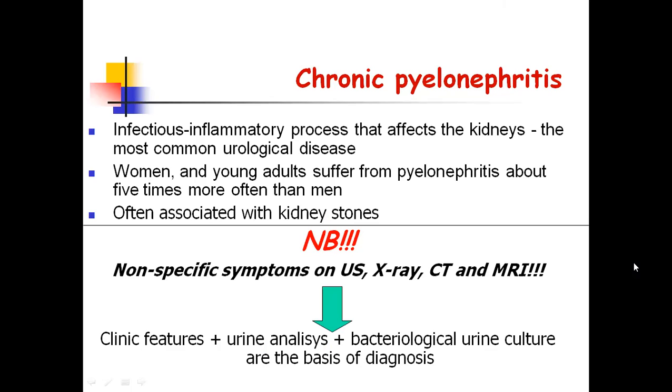Let's observe some of the more frequent pathologies of the urinary system briefly. First, chronic pyelonephritis. It's an infectious inflammatory process that affects the kidneys, and this is the most common urological disease. Women and young adults suffer from pyelonephritis about 5 times more than men. This pathology is often associated with kidney stones.